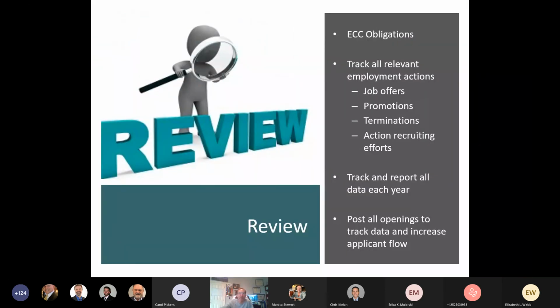So just to review our obligations, we have to track all of our relevant employment actions, job offers, promotions, terminations. Again, the third party looks at all of those to make sure not only are we getting enough people in the door, but making sure that we're not disproportionately putting people out the door that negates all the good work of getting applicants in the door. So we look at promotions, terminations, other recruiting efforts. We track and we report that data every year to the government. We post all of our openings and we track data to increase applicant flow.